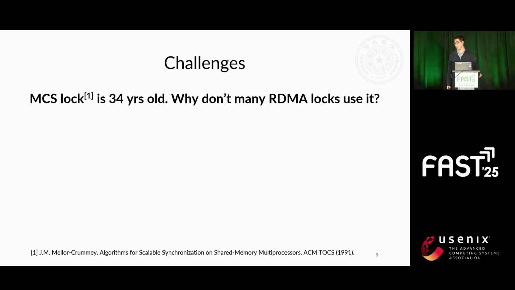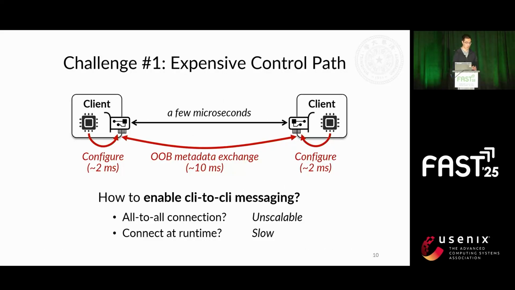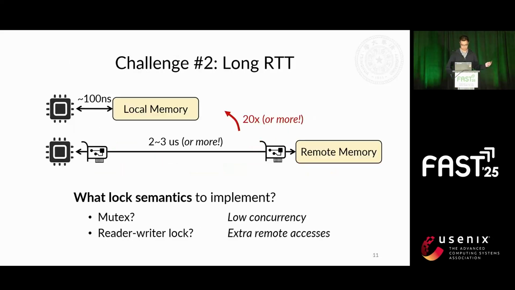Bad news, we find that very few RDMA locks adopt this idea, although it is already 34 years old. What's the problem here? Well, in fact, there are some challenges that make it a bit hard to implement the MCS lock in the RDMA network. First, the RDMA control path is very slow compared to its data path. It takes milliseconds to configure a new connection between two clients. This results in a dilemma. If we want to connect all clients beforehand, it will be unscalable, but if we don't, it will be slow.